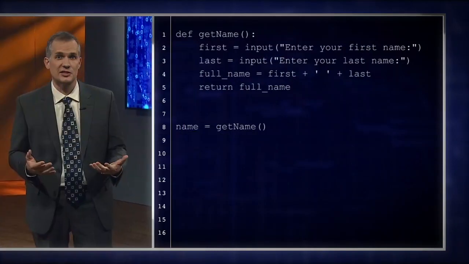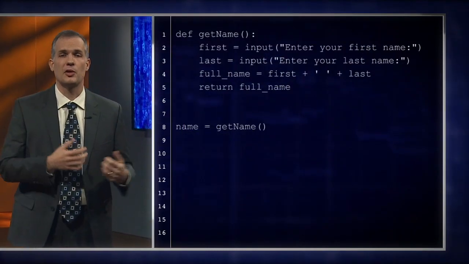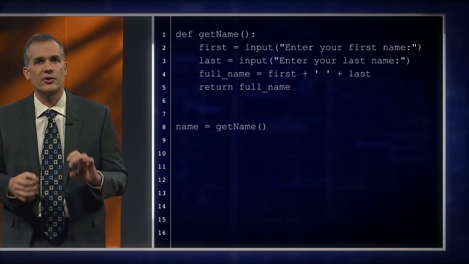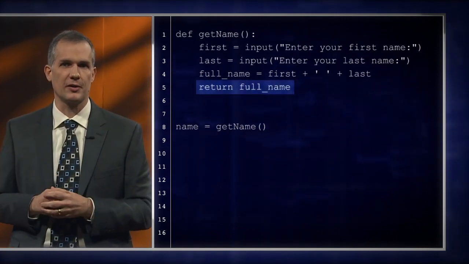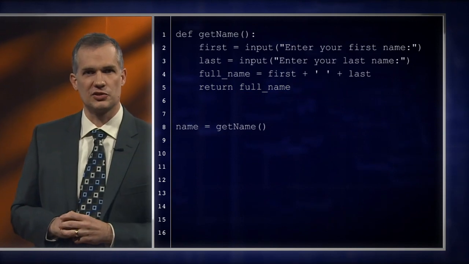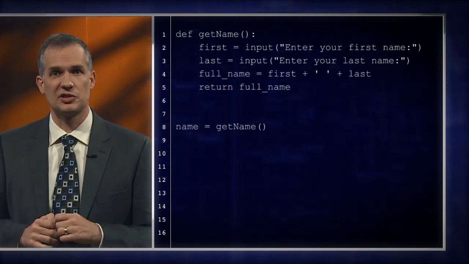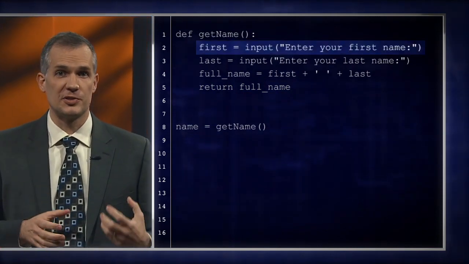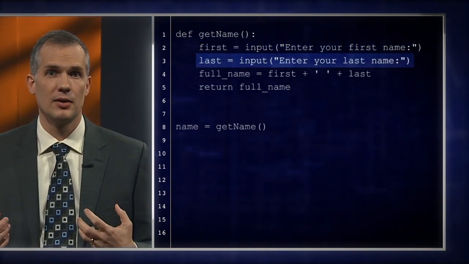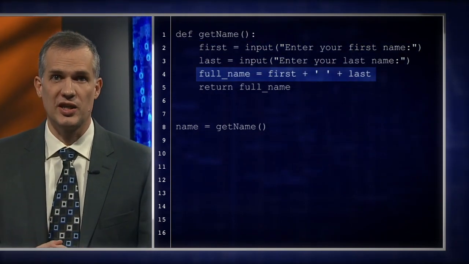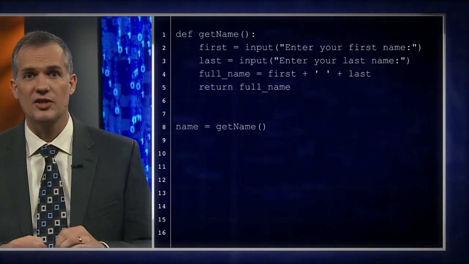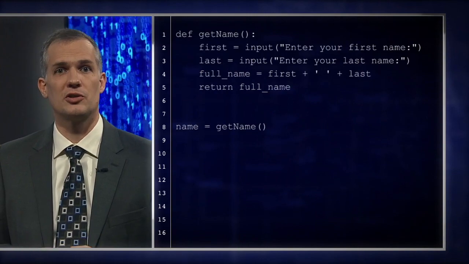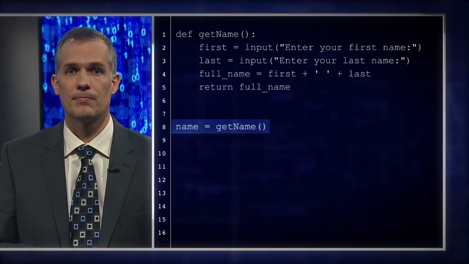Remember that functions are able to return values. For instance, the input function returns whatever the person typed in. To return a value for a function, we just include a line that says return something. Take a look at this function, which gets a person's name as a string. It gets the user's first name, then last name, then combines them with the space in between. And it returns that combined name. When we call this function, we can assign the value it returns to a variable, like you see here.